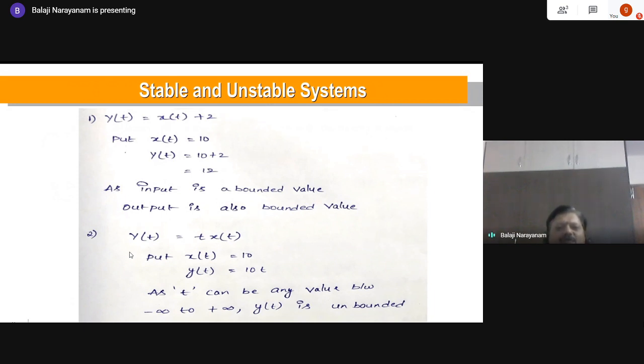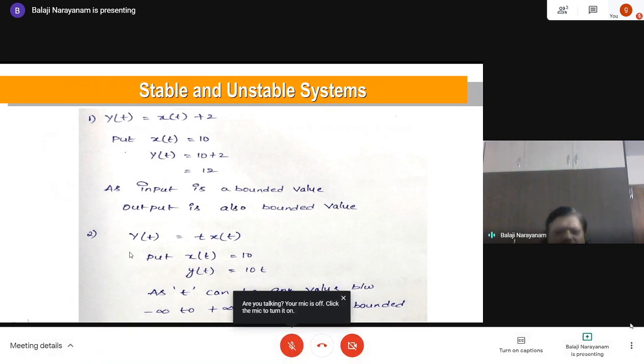Now, let us take another example. y of t is equal to x of t plus 2. Now, substitute x of t value as 10. y of t is equal to 10 plus 2, which results in a value of 12. And we got, for a bounded input, a bounded output value. We may conclude easily that it is a stable system.